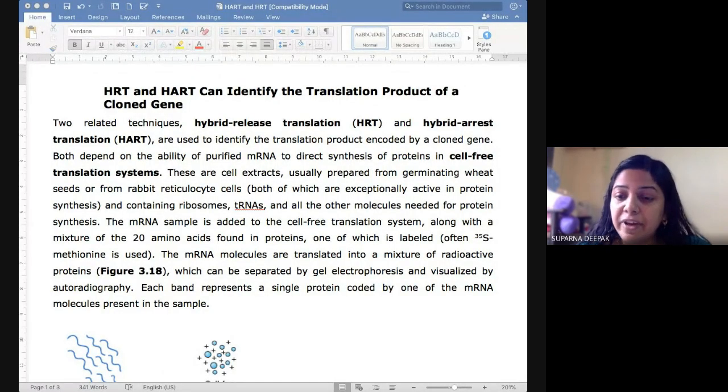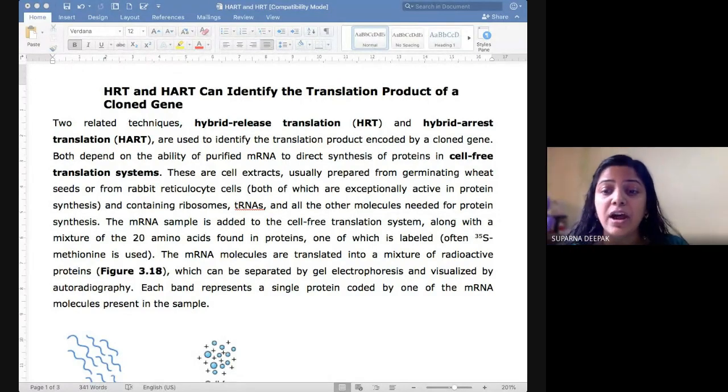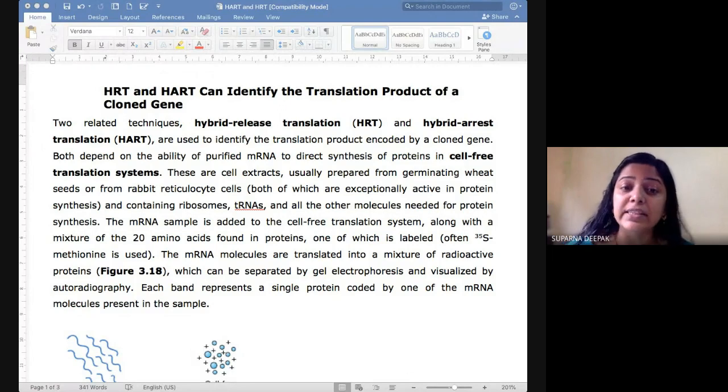So for identifying these translational products, that is, your proteins from these cloned genes, there are two techniques. One is called HRT. What does HRT stand for? Hybrid release translation. Whereas you have HART, which is hybrid arrest translation.